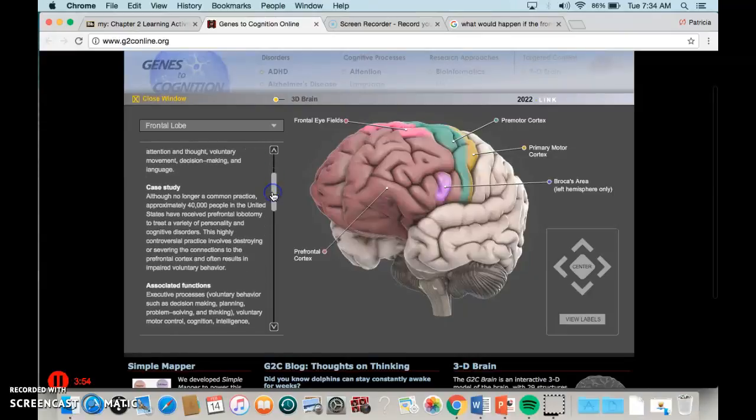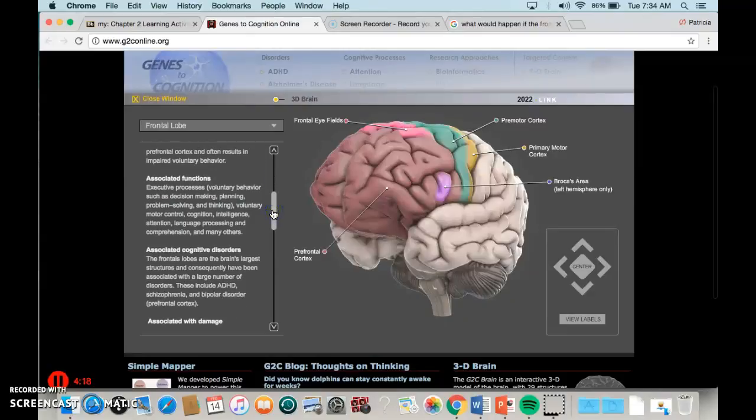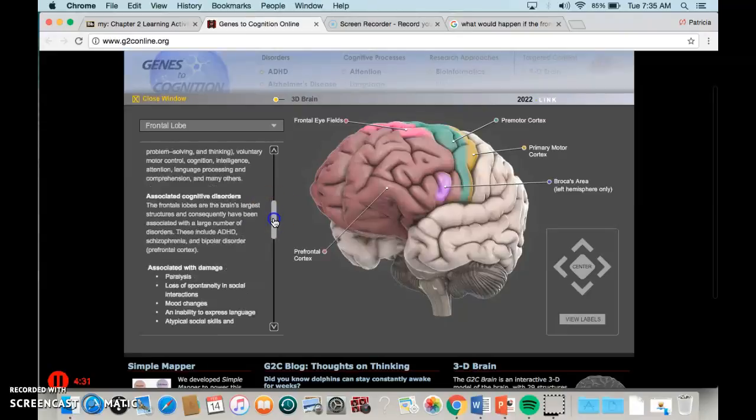Case study: although no longer a common practice, approximately 40,000 people in the United States have received a prefrontal lobotomy to treat a variety of personality and cognitive disorders. This highly controversial practice involves destroying or severing the connections to the prefrontal cortex and often results in impaired voluntary behavior. Associated functions: executive processes, voluntary behaviors such as decision-making, planning, problem-solving, and thinking, voluntary motor control, cognition, intelligence, attention, language processing and comprehension, and many others.